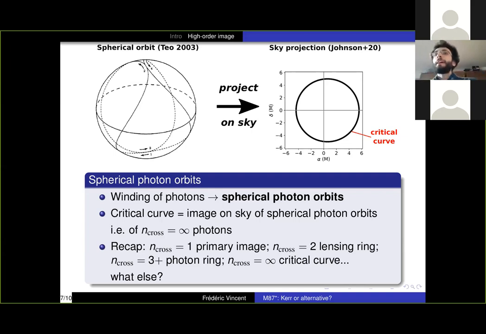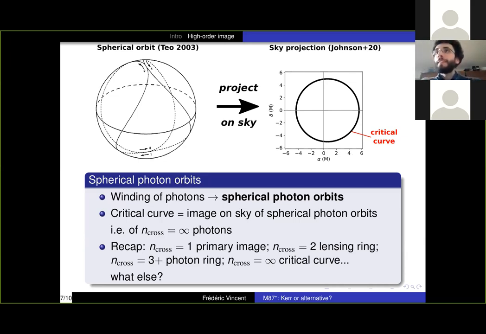And it's rather clear that this kind of orbit is very important, because we saw in the previous slide that the number of crossings of the equatorial plane is extremely important. And when you follow this kind of orbit, a spherical orbit, you can cross the equatorial plane many, many times before reaching the observer at infinity. Very recently, Michael Johnson, whom all of you know, published a very nice paper giving, among other things, the projection on the sky of this set of spherical orbits of the black hole spacetime. This is what they call the critical curve. So this is the projection on the sky of this set of spherical orbits.